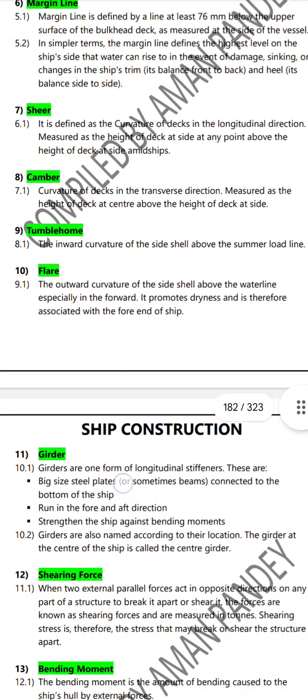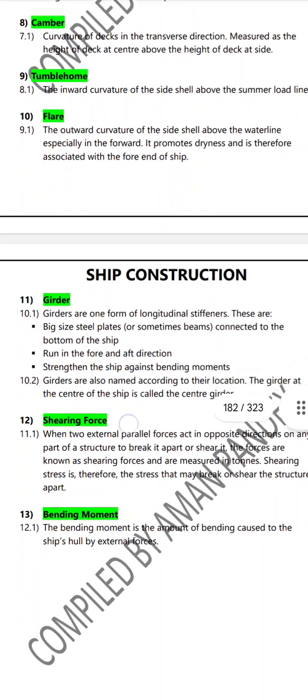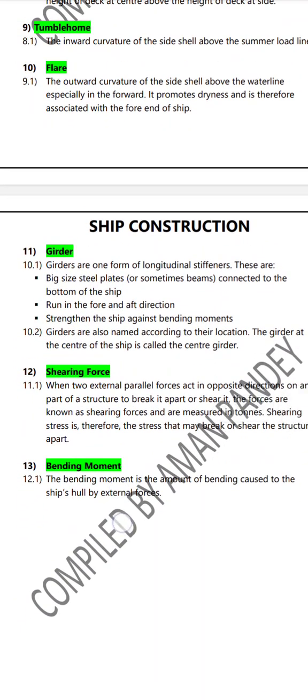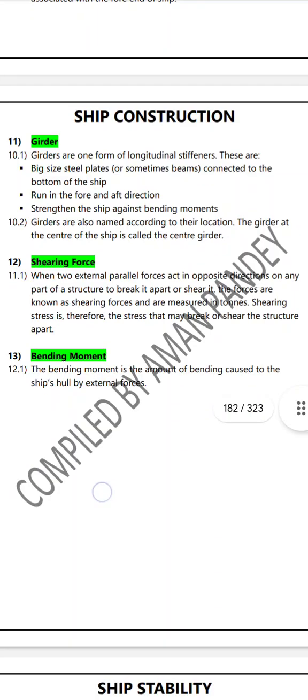Shear is the curvature of the deck in the longitudinal direction, measured as the height of the deck at the side at any point above the deck at amidships. Now, what is camber? Camber is the curvature of the deck in the transverse direction. One of the longitudinals, these are side steel plates, sometimes beams connected to the bottom of the ship.